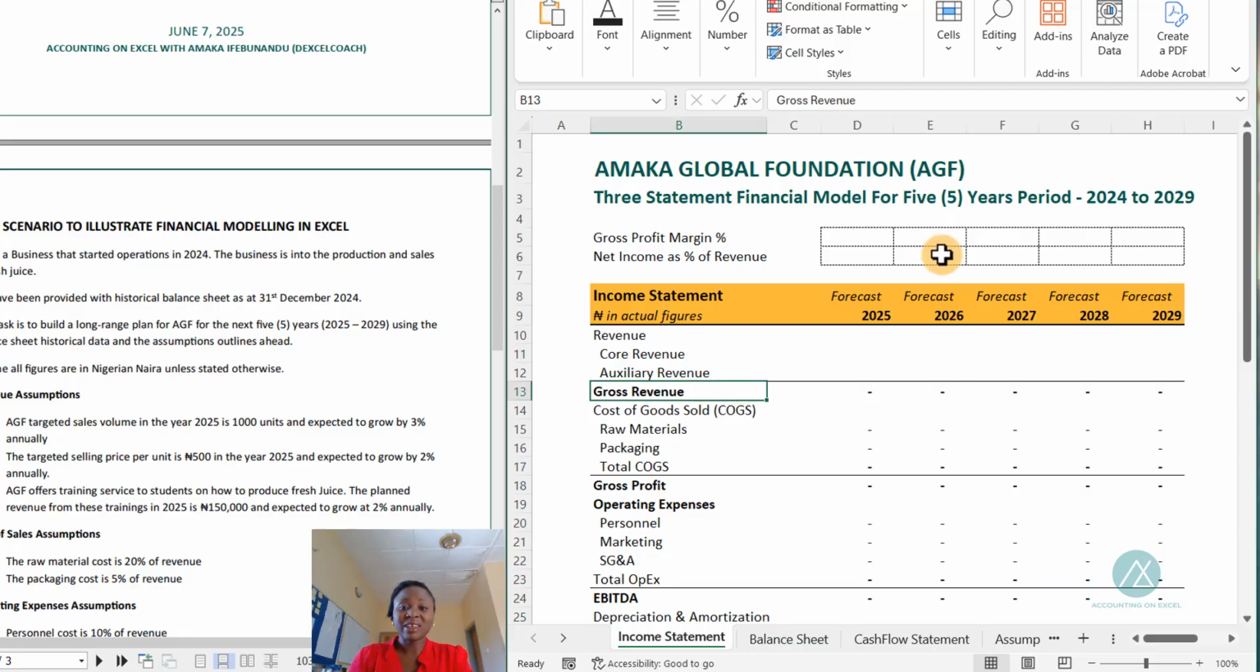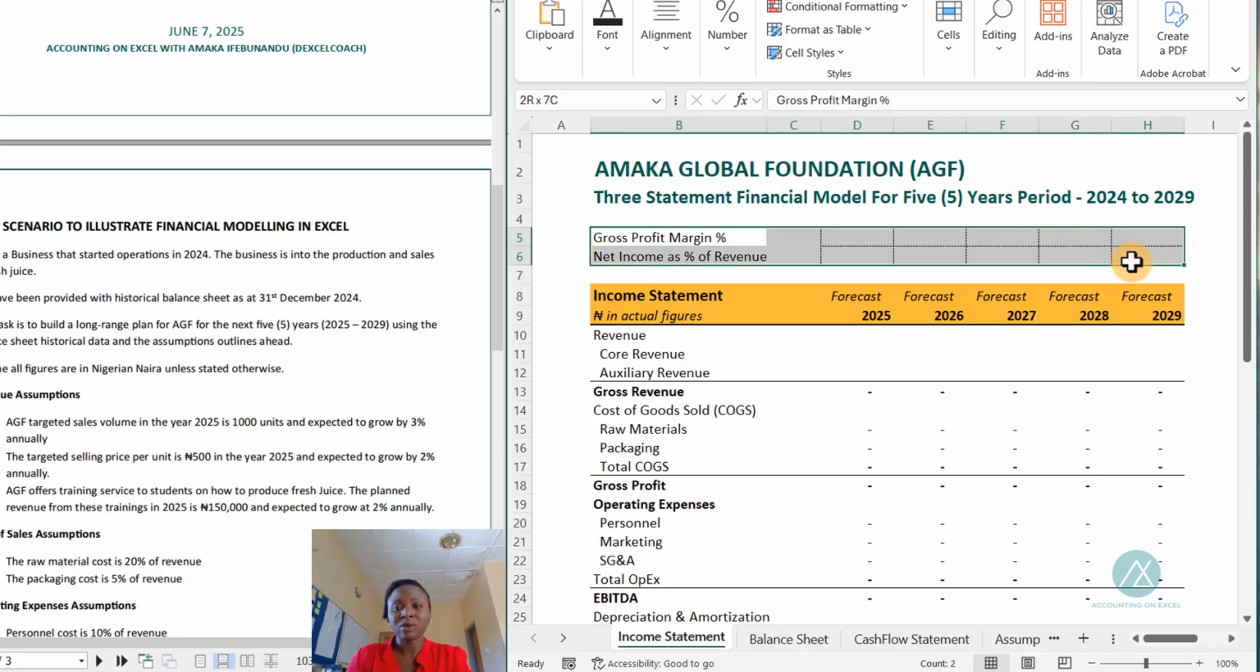As I stated, I placed it side by side so that we can have easy manipulation between the PDF file and the Excel workbook. The first sheet here is the income statement. As you can see, we have Amaka Global Foundation, AGF, three-statement financial model for a 5-year period, 2024 to 2025. This is more like our report or a summary to see how the gross profit margin increased over the years and the net income. So we're going to be inputting formulas here to get those metrics.